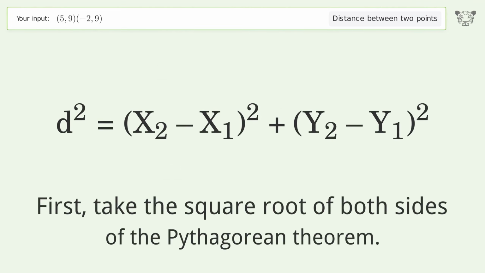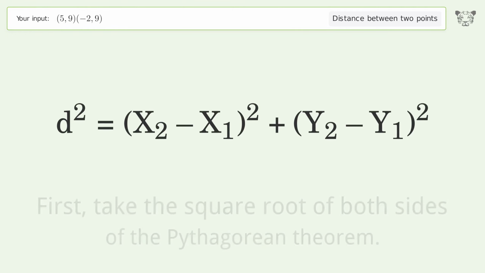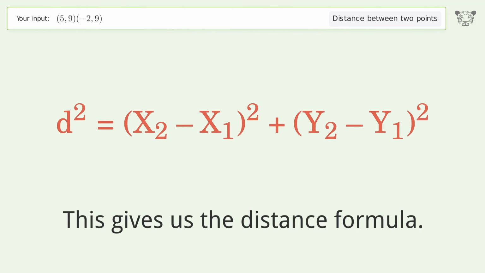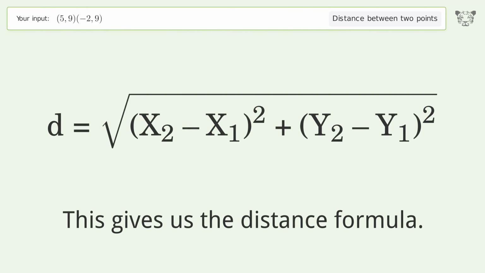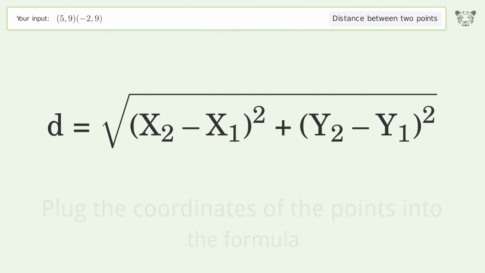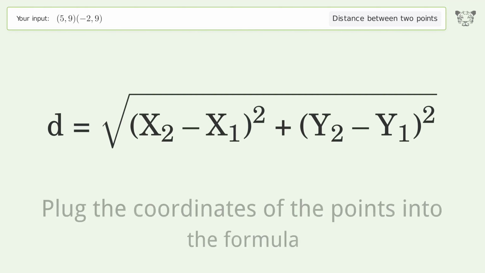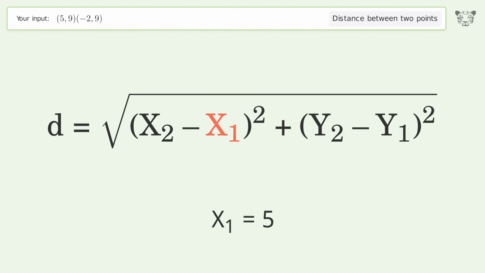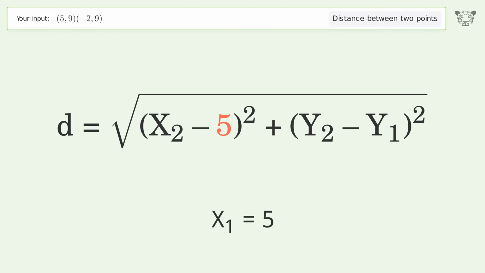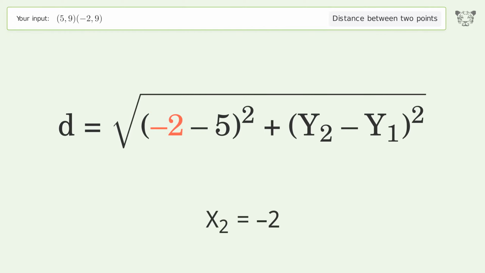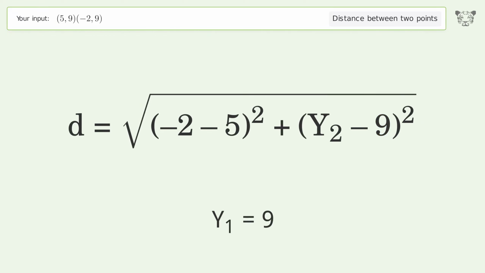First, take the square root of both sides of the Pythagorean theorem. This gives us the distance formula. Plug the coordinates of the points into the formula. x1 equals 5. x2 equals -2. y1 equals 9. y2 equals 9.